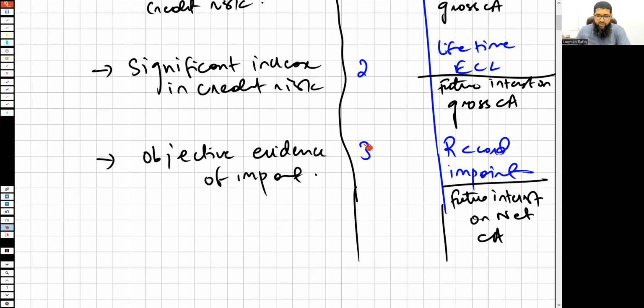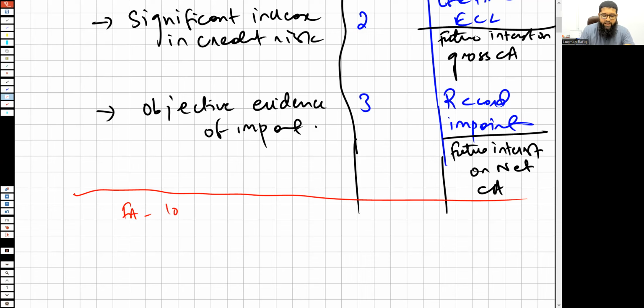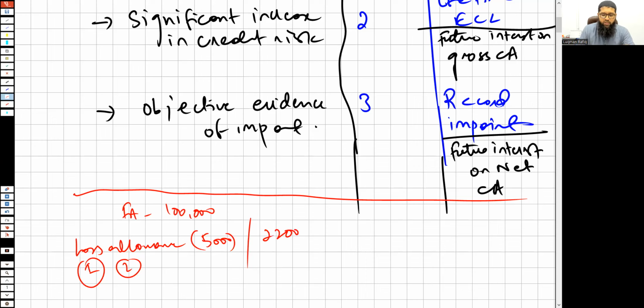Just try to understand something. Under this, let's say the financial asset was originally 100,000. What would happen is that you would recognize, let's say, a loss allowance under stage 1 and under stage 2. Let's say the loss allowance is 5,000 or the loss allowance is 22,000, whatsoever that is. So the net amount is 95,000. The net amount is 78,000, right?